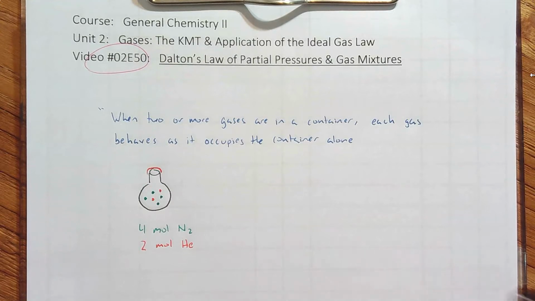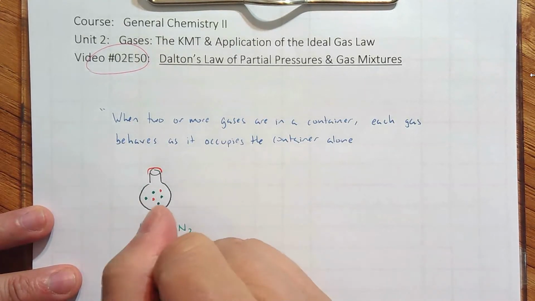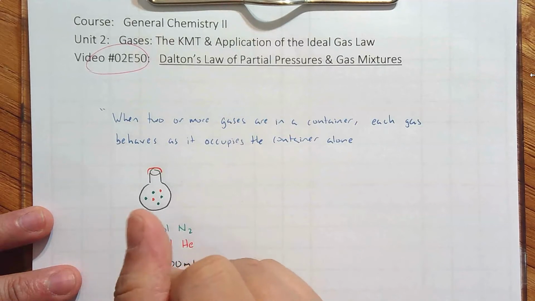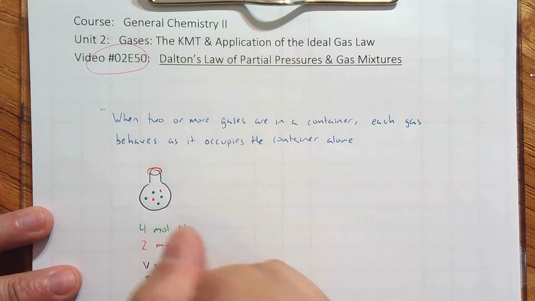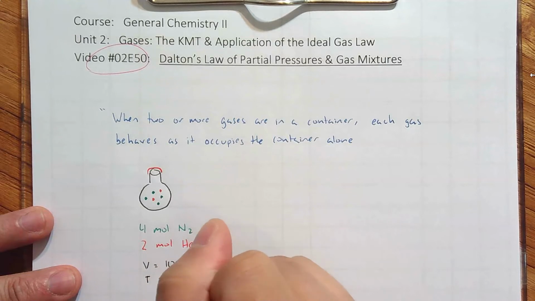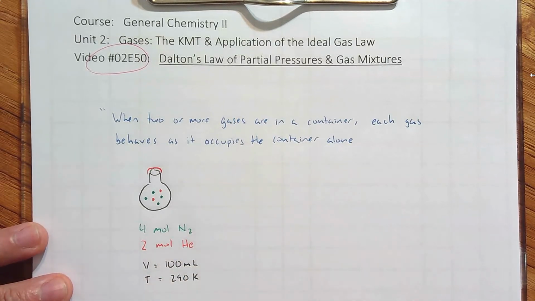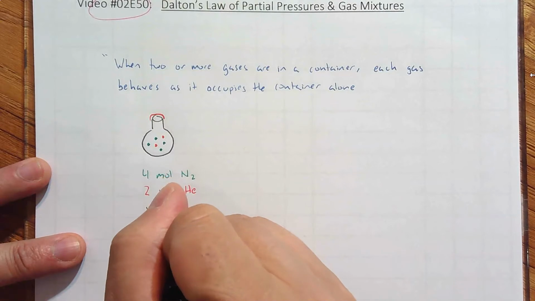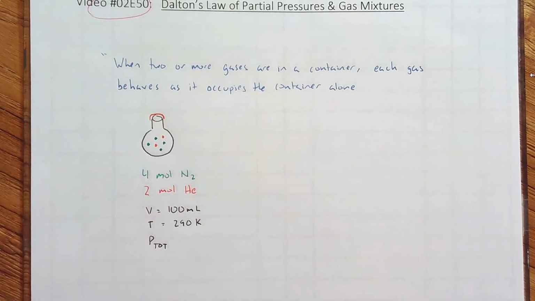And this vessel has a certain volume. Let's give it a volume equal to 100 milliliters and a temperature equal to 290 K. And it has a total pressure, but I'm not going to give that a number.